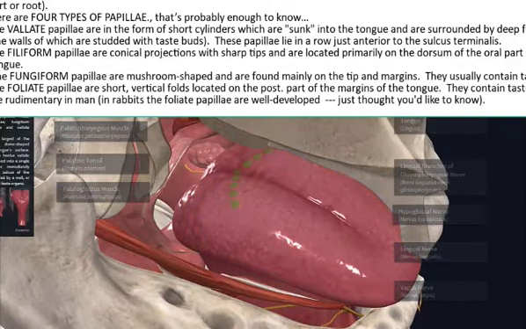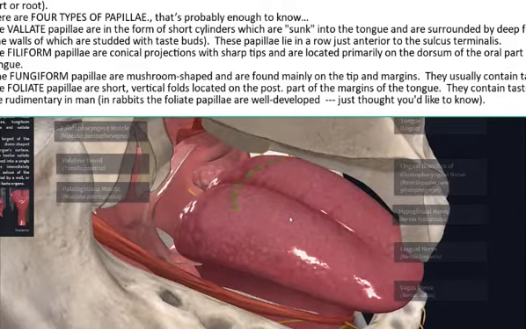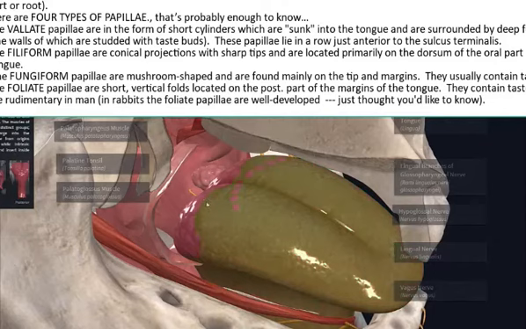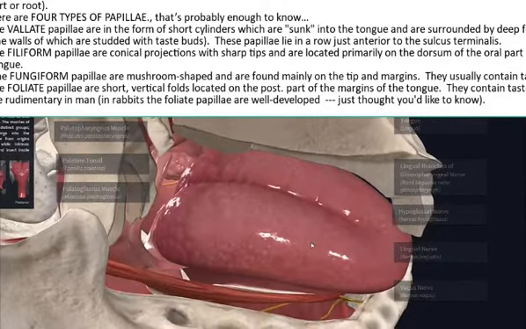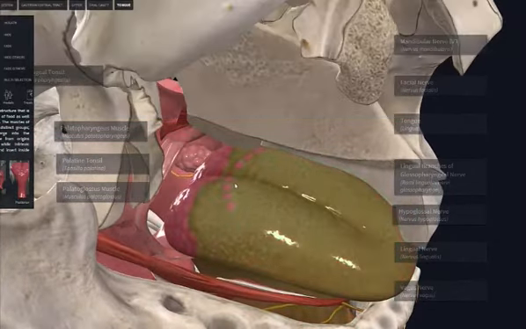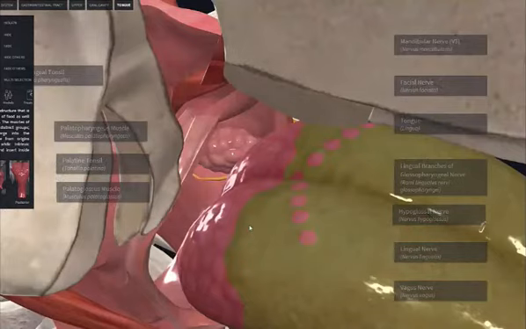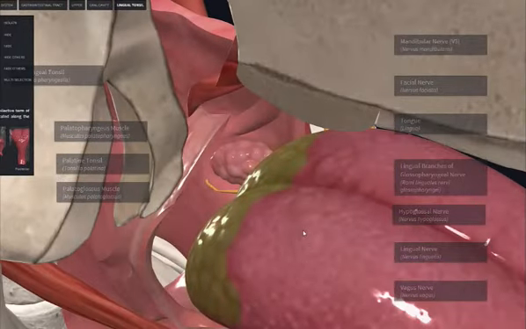The vallate papillae are in the form of pretty short cylinders that are sunk into the tongue and are surrounded by deep furrows. And the walls of these are studded with taste buds. Those papillae will just lie in a row, as you can see here, just anterior to the region called the sulcus terminalis, which is back here, which is the demarcation between the anterior 2/3 and the posterior 1/3 of the tongue. A little bit further back, here it says this is a lingual tonsil.